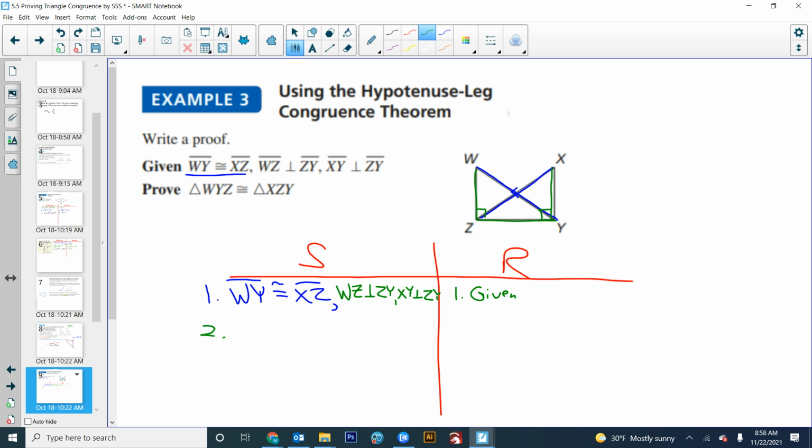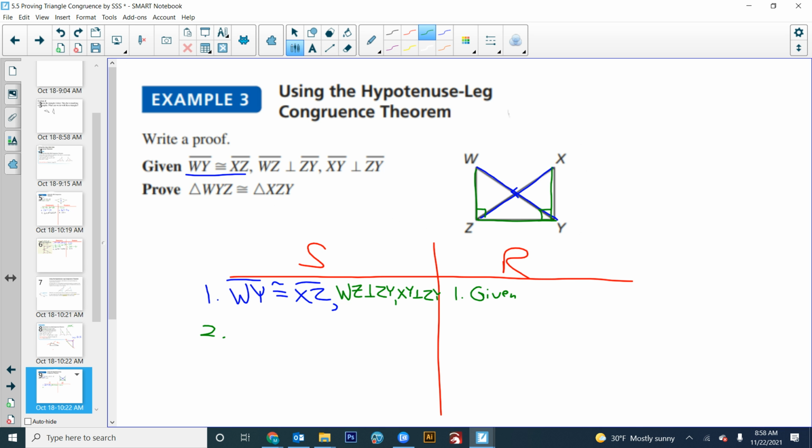All right, we got a pair of given segments congruent. I put those in blue. And then we have a couple sets of perpendicular segments. Now, perpendicular segments does not tell us they are right angles. Do you understand that? We have to do some work. You understand that?